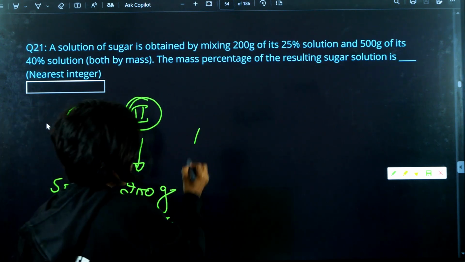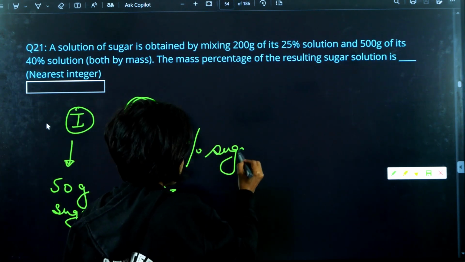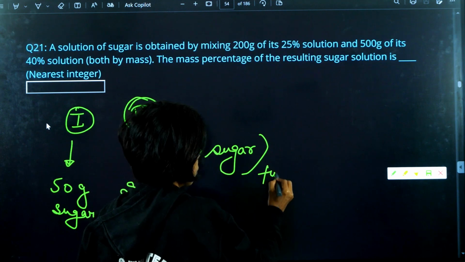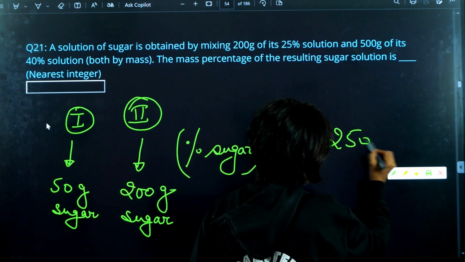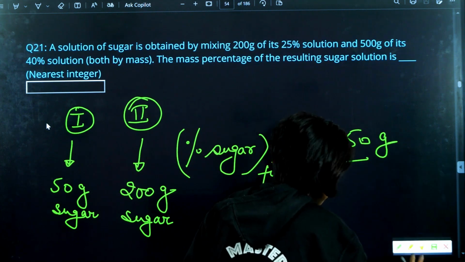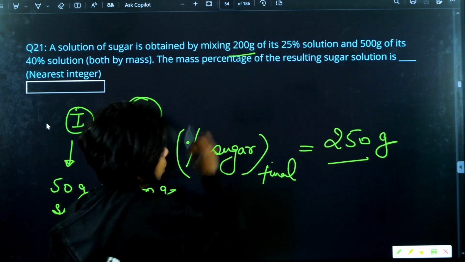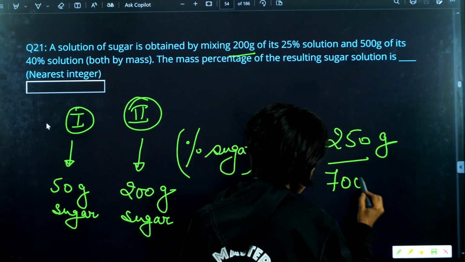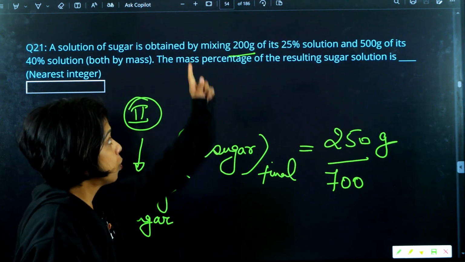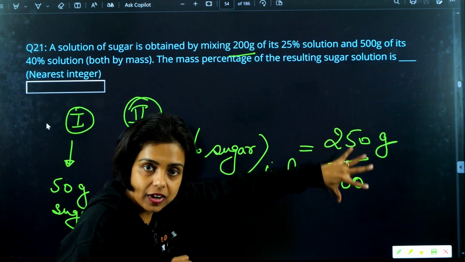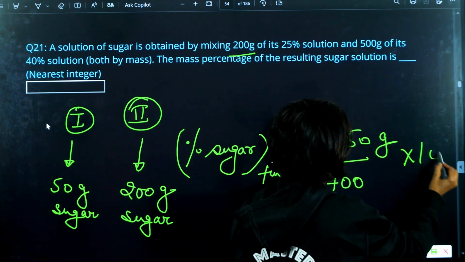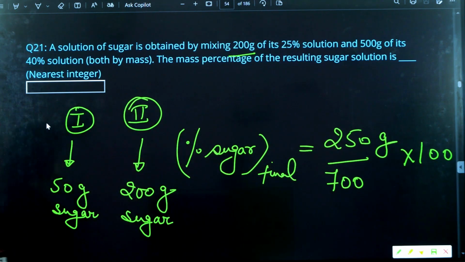So now the mass percentage of sugar in the resulting, final solution: the mass of sugar in it, 200 plus 50, is the total sugar amount. This is the solute divided by the mass of solution. We mix two solutions, 200 gram and 500 gram, so the total mass of solution is 700, right? 200 gram of one is mixed with 500 gram of another. So this is the mass of sugar divided by the mass of solution into 100. You will get the mass percentage, right?